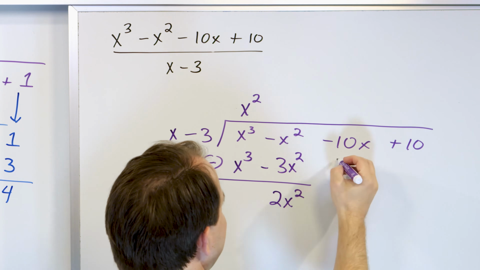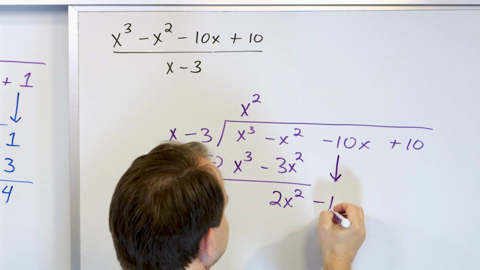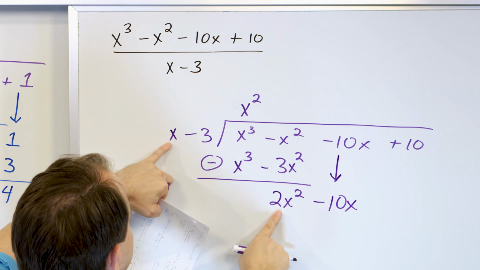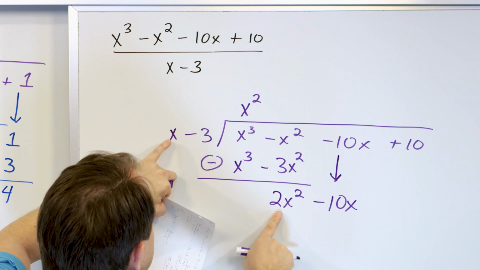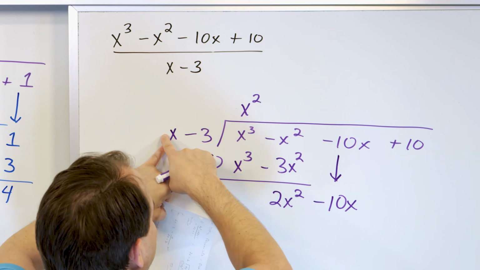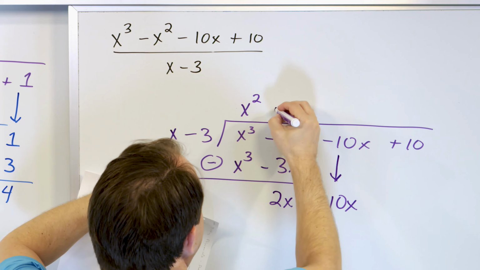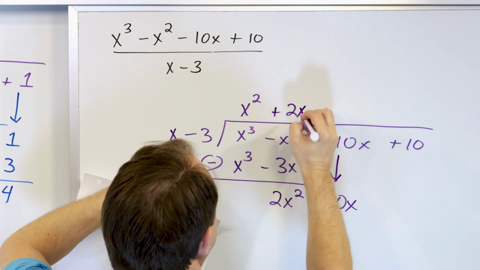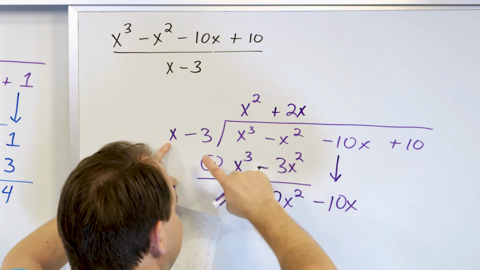Now once we've done the subtraction, we drag the next term down, which is a negative 10x. And you repeat the process, only looking at this one and this one. So you have a 1 in front here. 1 times something is going to give me the 2, so it's got to be a 2 here. And then x times something is going to give me the x squared, so I have to have an x there, because x times x is x squared.